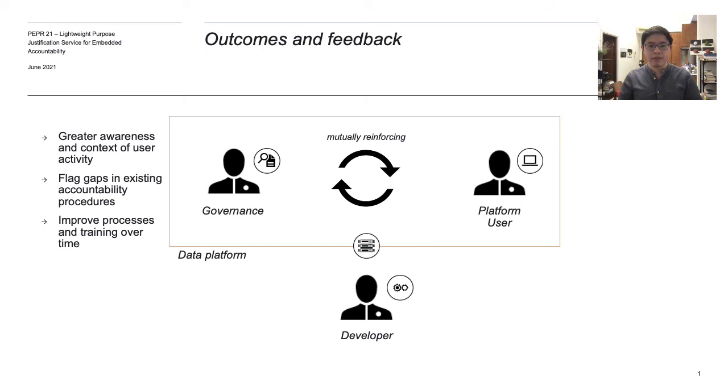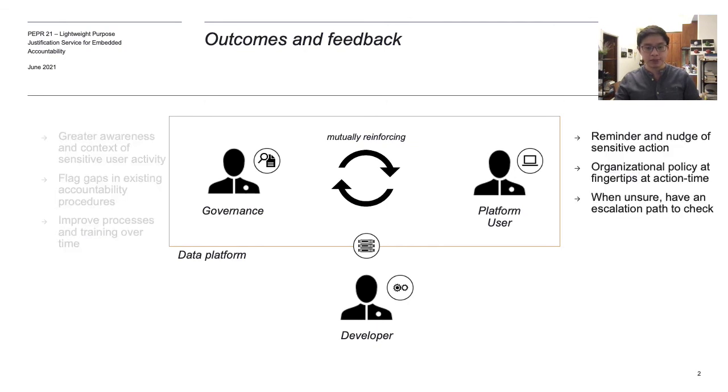As we wrap up, let's cover some of the outcomes we've observed, as well as the feedback we've received from such a setup. For governance users, they found that they get greater awareness and context of user activity. Through this, they've been able to flag existing gaps in accountability procedures and, importantly, improve their processes and training over time. This can directly help data protection and governance users audit and uphold purpose limitation policies.